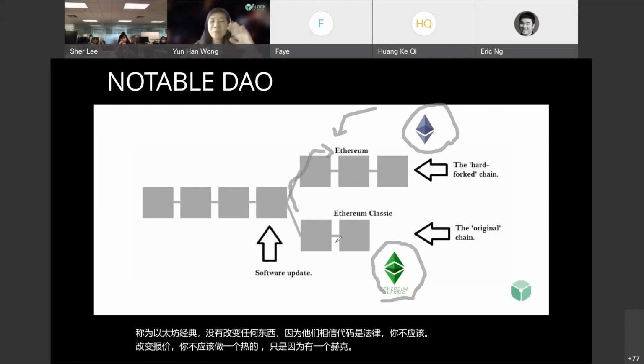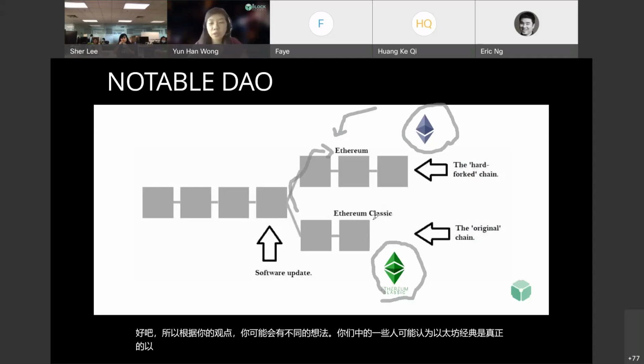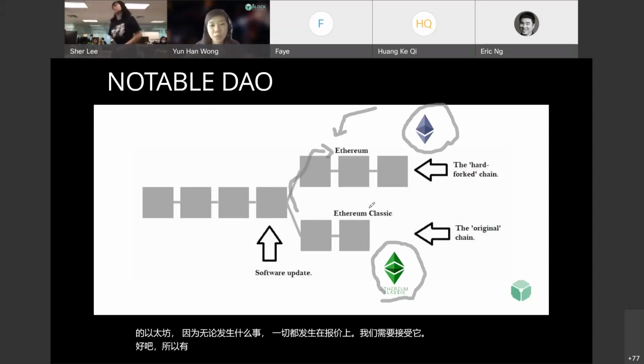All right, so depending on your point of view, you may think differently. Some of you may think Ethereum Classic is the true Ethereum because everything happened on the code. Whatever happened, we need to accept it. All right, so there is a lot of discussion going on about this as well. Which is the real Ethereum?